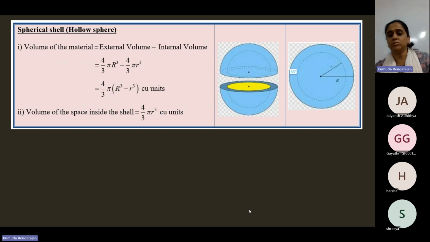This is not W. This one. This is W. This is small r. This is capital R. From here to here is small r.